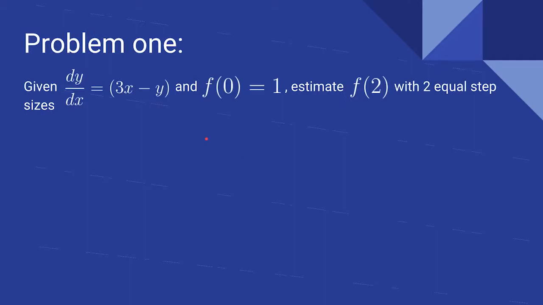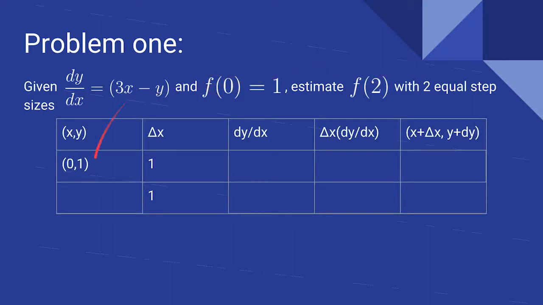So problem 1: given that dy/dx equals 3x minus y, and f of 0 equals 1, estimate f of 2 with 2 equal step sizes. What this is asking me to do is go from 0 to 2 in the x value with 2 steps. So I write that out here. And I like to create this chart when solving them.